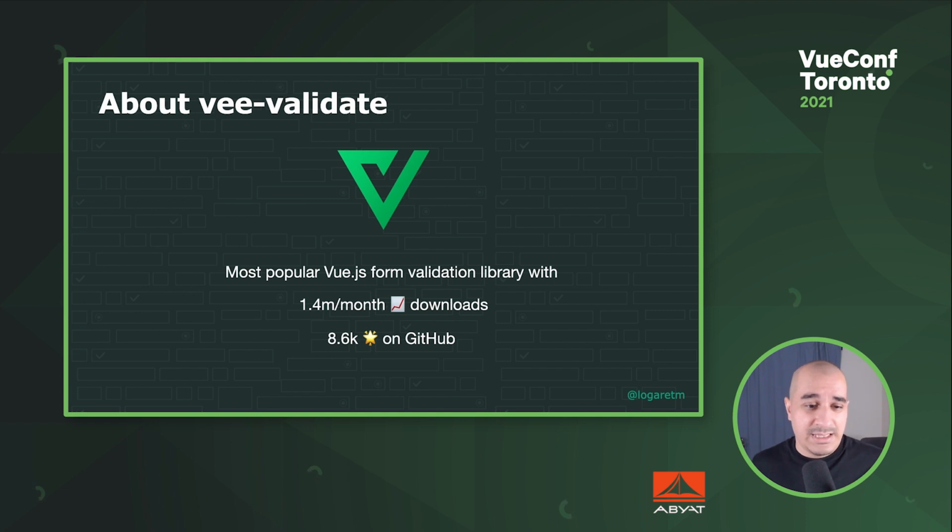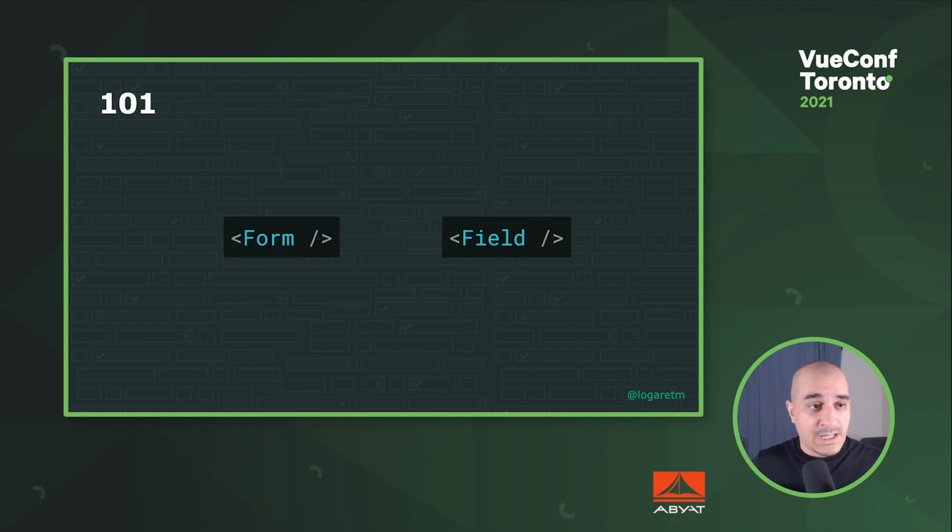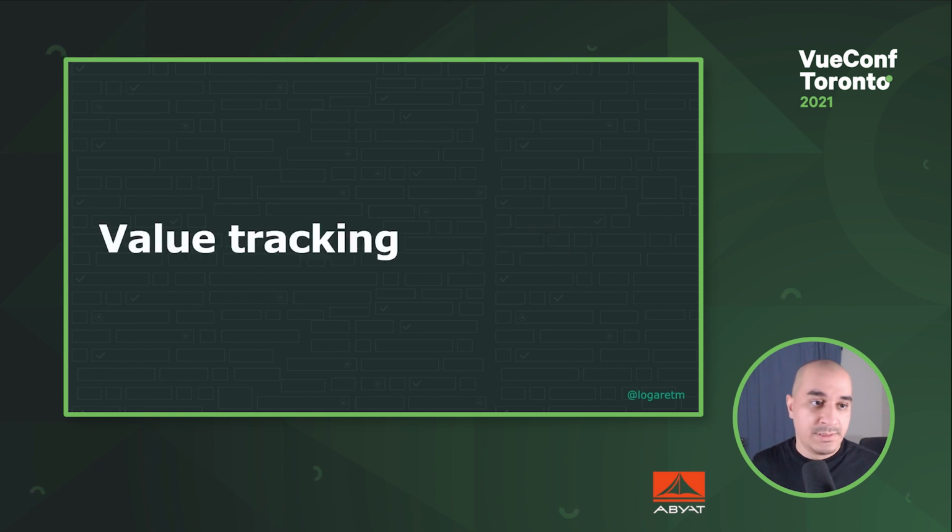Currently, vee-validate is the most popular Vue.js form validation library with around 1.4 million downloads per month and 8.6K stars on GitHub. So let's talk about the 101 of vee-validate version 4. First you have the form component and the field component, and their usage is pretty straightforward. You use the form component to create forms, and the field component to create fields inside these form components.